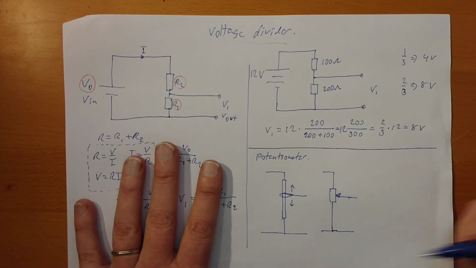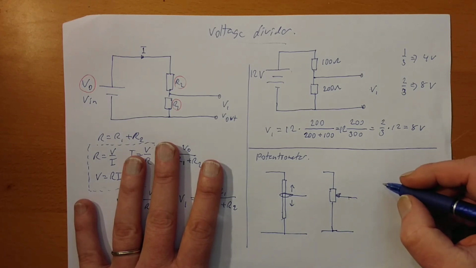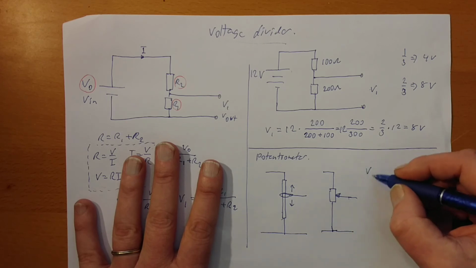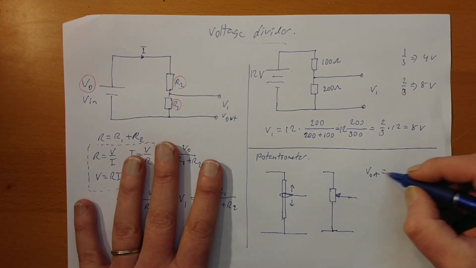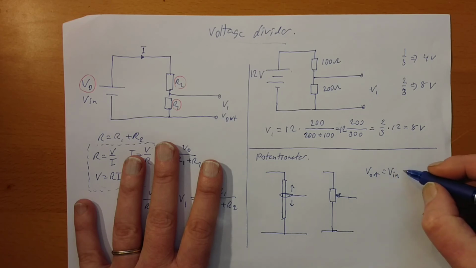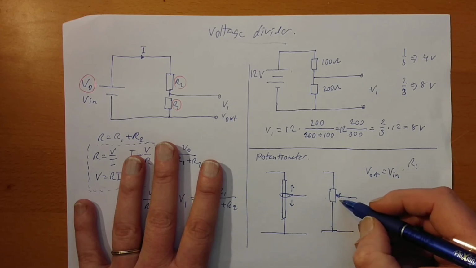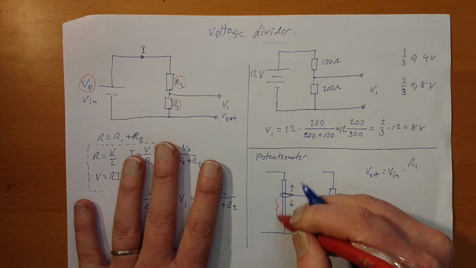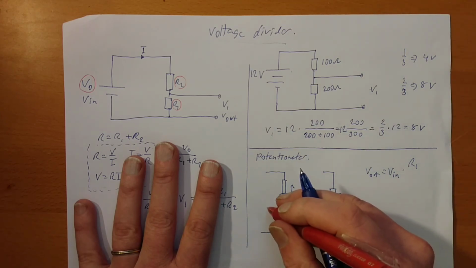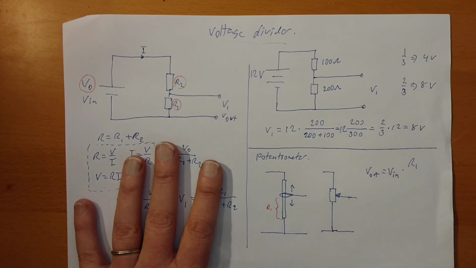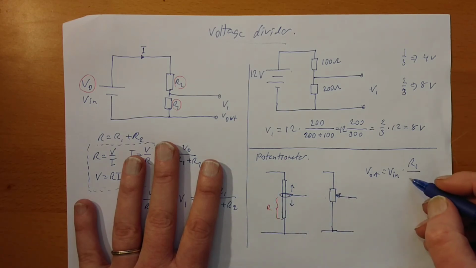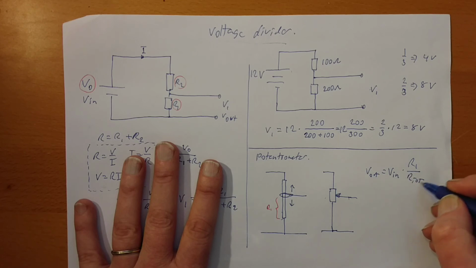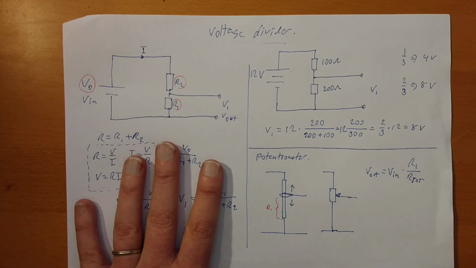So this is the symbol for the potentiometer, and we get from this that Vout, the voltage across here, equals the voltage in times the resistance over this part, so to speak. Let's call that R1, divided by the total resistance of the potentiometer. I will make another video where I show this in practice and how potentiometers actually look like.